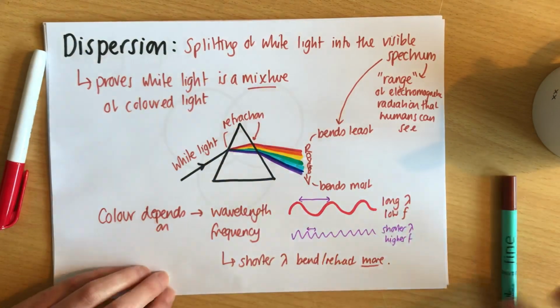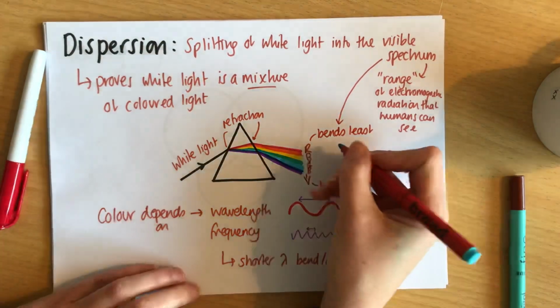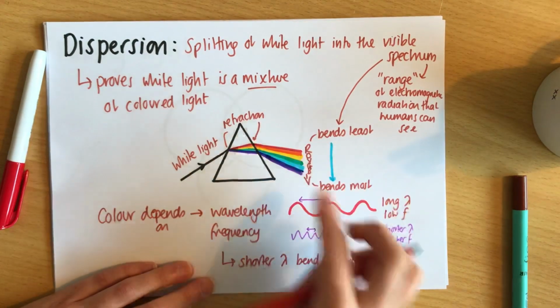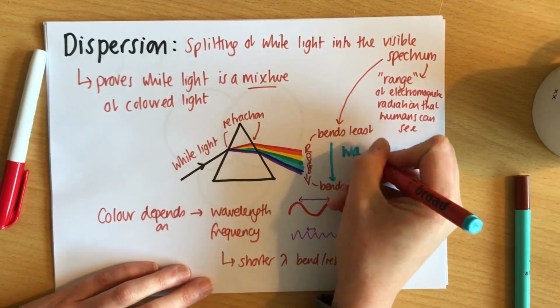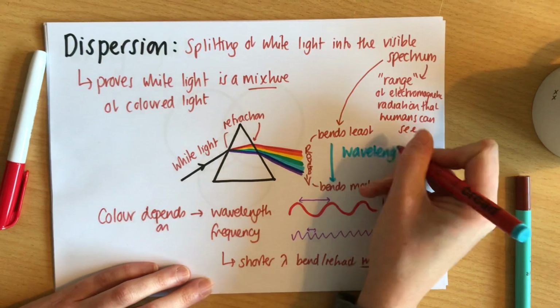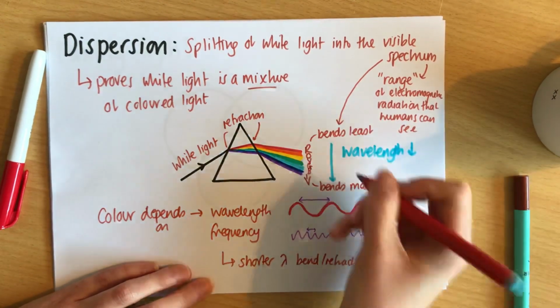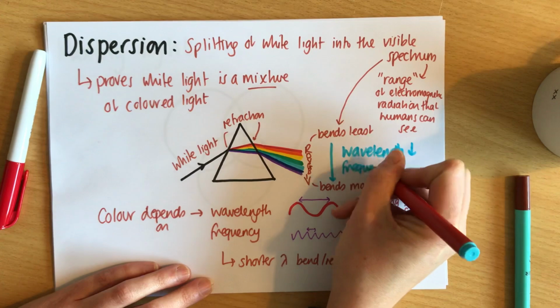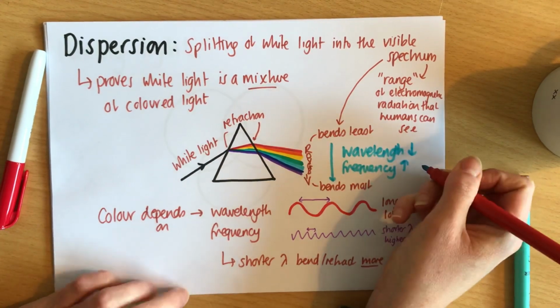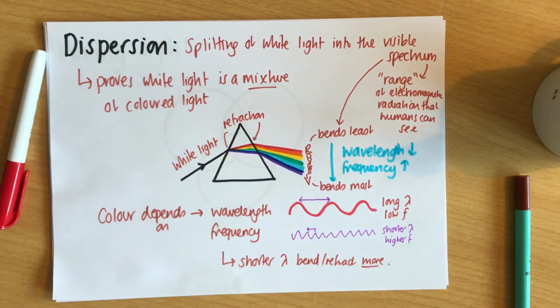And this pattern continues. So I'm going to change colour just to make it a bit clearer. As we go down from red to violet, the wavelength of the light decreases and the frequency increases. So red light has got the longest wavelength and the lowest frequency. Orange light has got a slightly shorter wavelength than red light and a slightly higher frequency than red light, and it carries on until we get to violet light, which has got the shortest wavelength and the highest frequency.